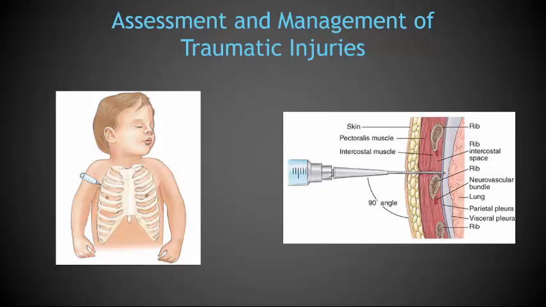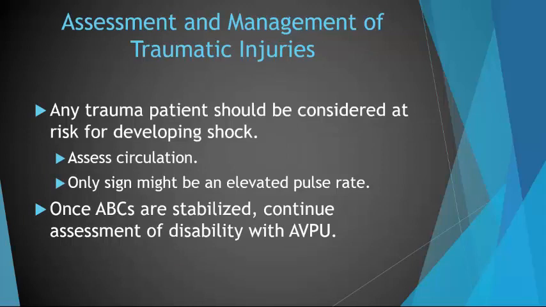In order to perform the decompression, you should use a large bore IV catheter, preferably 14 to 16 gauge for these patients. Locate the second or third intercostal space in the midclavicular line on the affected side and insert the needle at a 90-degree angle just superior to the third rib. Any trauma patient should be considered at risk for developing shock. Assess circulation by checking pulse rate, quality, cap refill, skin temperature, and blood pressure. In pediatric patients, the only sign of compensated shock might be an elevated pulse rate.